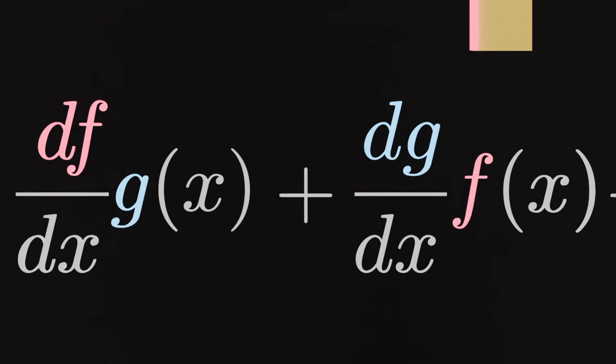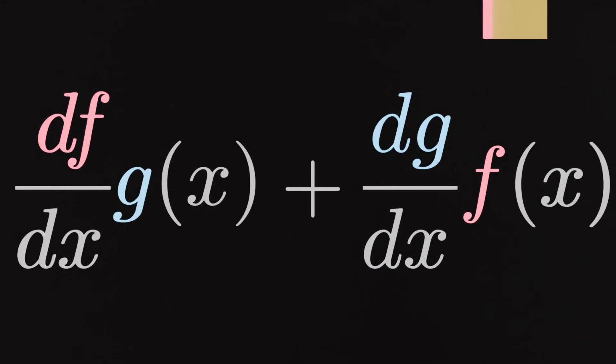And so our remaining equation is this: derivative of f of x multiplied by g of x plus derivative of g of x multiplied by f of x. Simple as it could be. That is the product rule.